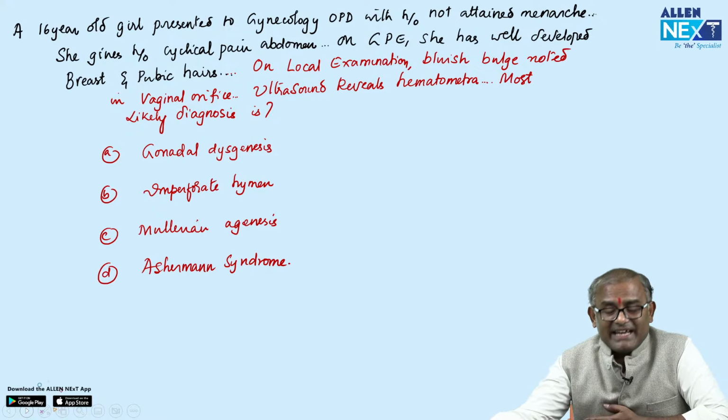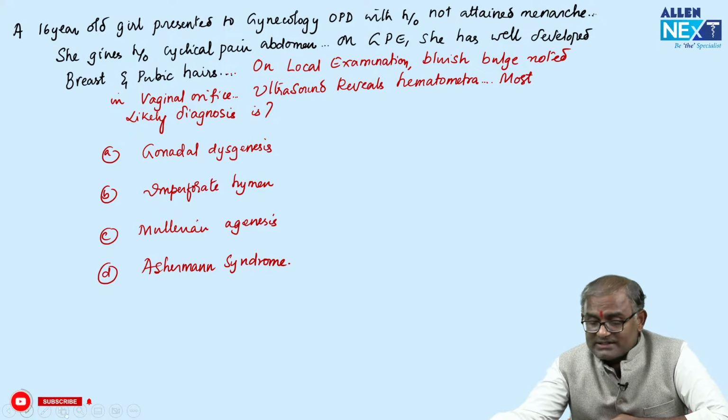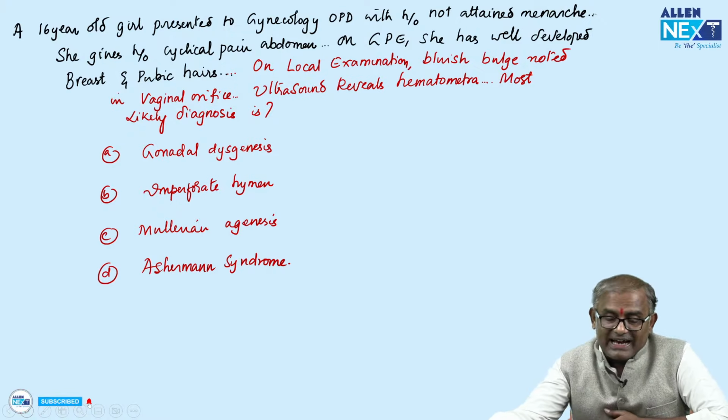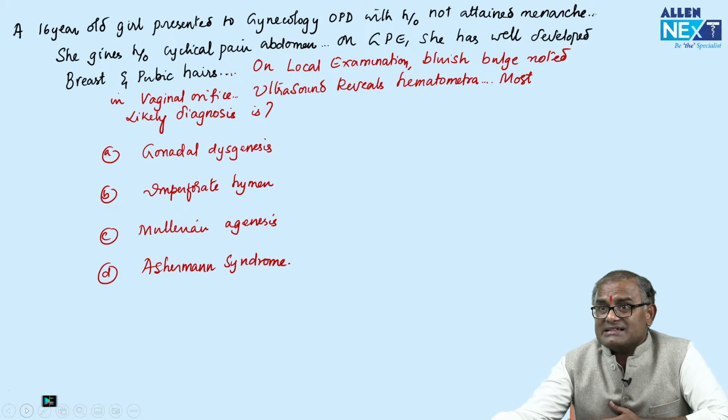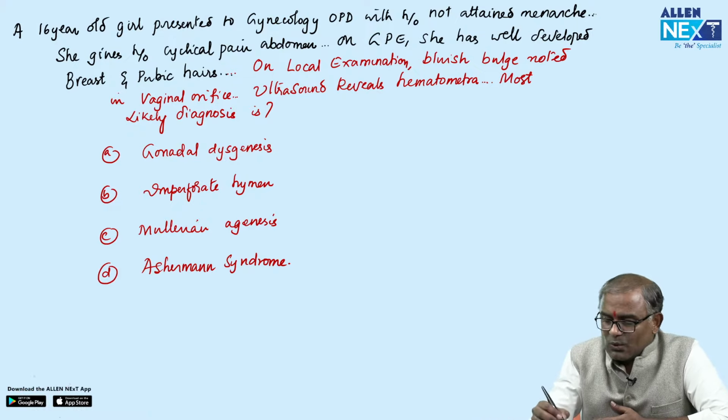Now, a 16-year-old girl presented to gynecology OPD with history of not attained menarche. She is 16 years and is not having menses. What is it? It is primary amenorrhea.